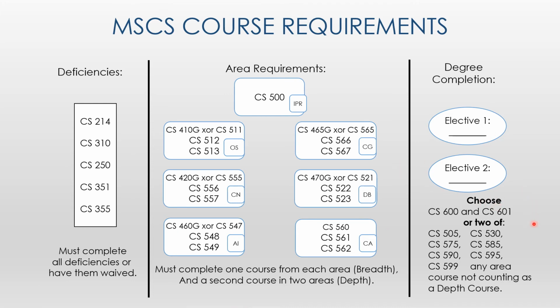We also have some special courses that aren't part of the area requirements that you can take. If you're interested in maybe furthering your studies in a PhD program, you may want to do the thesis option, in which case your 2 electives will be 600 and 601. That's research and thesis. And I've got listed out some other courses here that could also be used as an elective. 505 is computer security. 530 is design analysis of algorithms. 575 is an independent study. 585 is software engineering. 590 is a generic topics course in computer science.